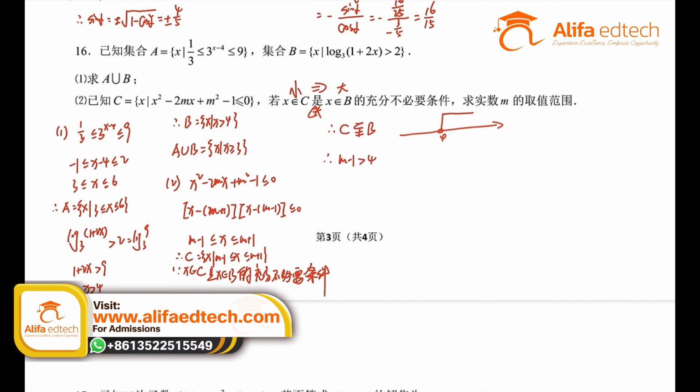Can it be equal to 4? No, because if it equals 4, set C can include 4, but our set B cannot, so that won't work. Solving it, we get that m is greater than 5. Let's write that down. So this means that the range of values for m is the open interval from 5 to positive infinity. Note that 5 is not included.